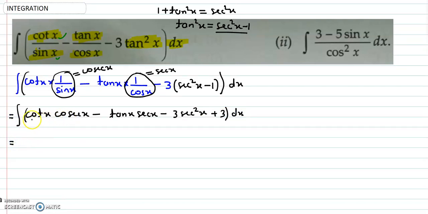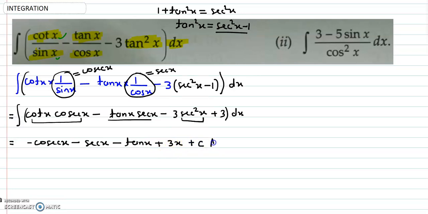So finally, integration of cot x cosecant x will be minus cosecant x. Integration of tan x secant x is secant x. This one is a formula also. Minus 3 integration of secant square x, that is tan x, and integration of 3 will be equal to 3x plus constant c. So this one will be our required final answer.